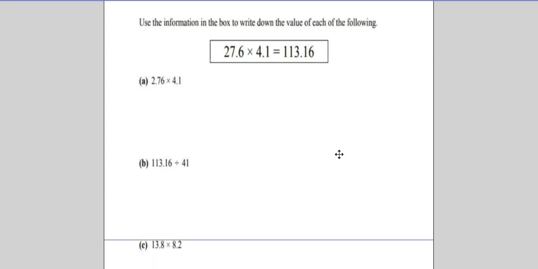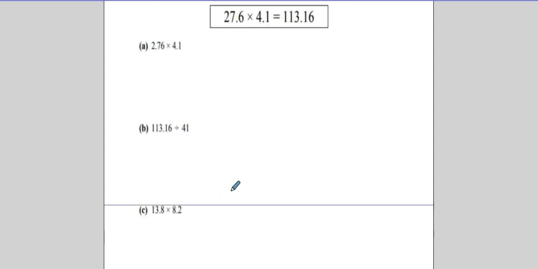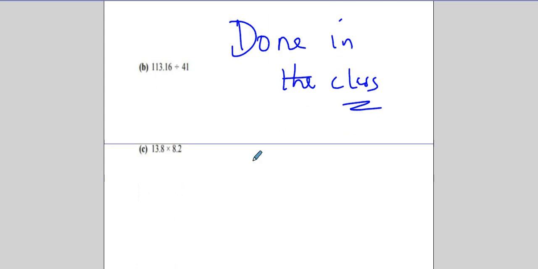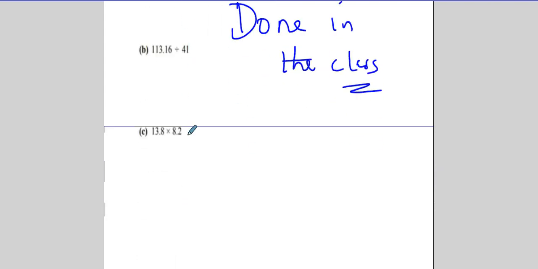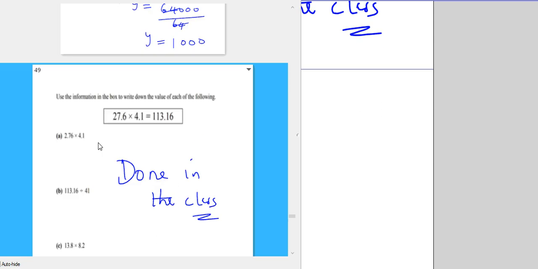Use the information in the box to write down the value of each of the following. All right, we have 27.6 times 4.1. All right, this question was done in the class. But if you did not understand well, you can refer to my previous videos. I have done a lot of questions of this type. Okay, let's move on.